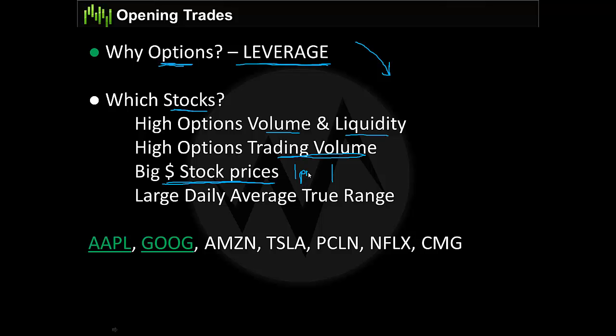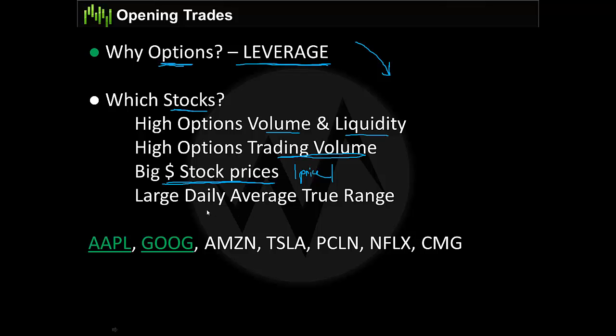I can't even remember the real value. That's a mathematical rating. So a move of $1 in the underlying stock price will move the option 70 cents. A move of $10 in the underlying will move the price of the option $7.70. So it's the real value of the price movement. It's not a percentage of the stock. So that's why we want big stock prices.